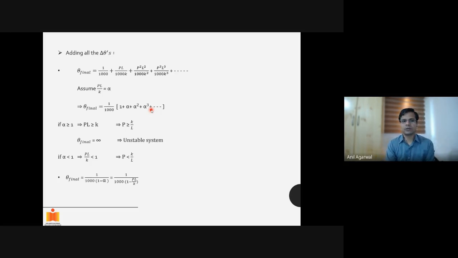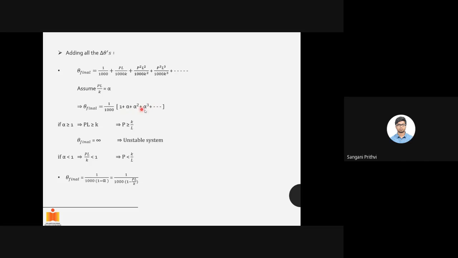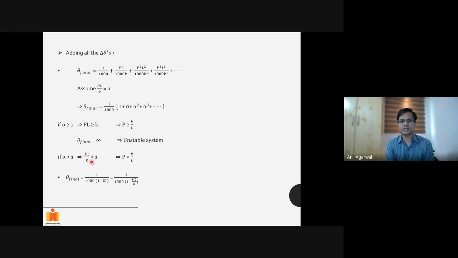If alpha is more than 1, alpha should be less than... yeah, so alpha should be less than 1. As long as alpha is less than 1, you can have a solution for that. That means alpha being less than 1 means PL by K should be less than 1, or P should be less than K by L. So that is the limit of stability.